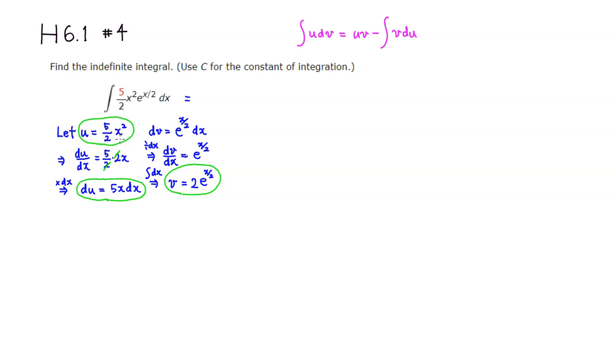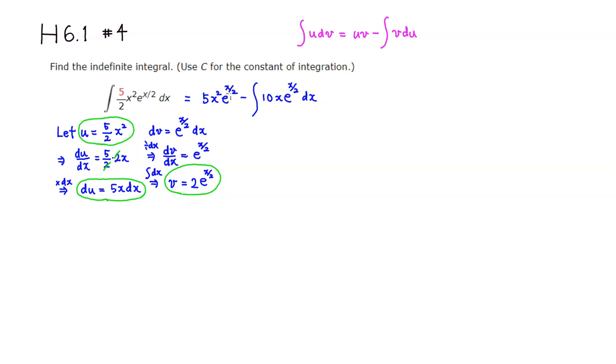So it's going to be uv, so we multiply these two together, and the 2's cancel out. So I'm going to just put 5x squared e to the x over 2. Then we have a minus the integral of v times du. So we have to multiply these together: 2 times 5 is 10. We have x, and we have e to the x over 2, then dx.